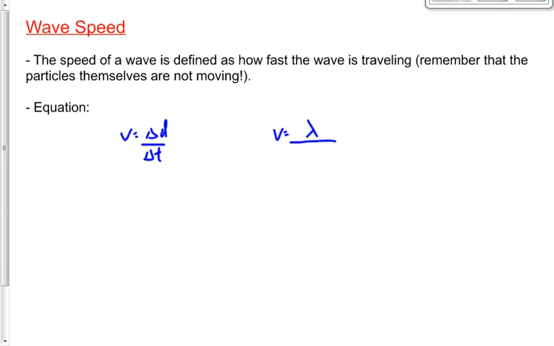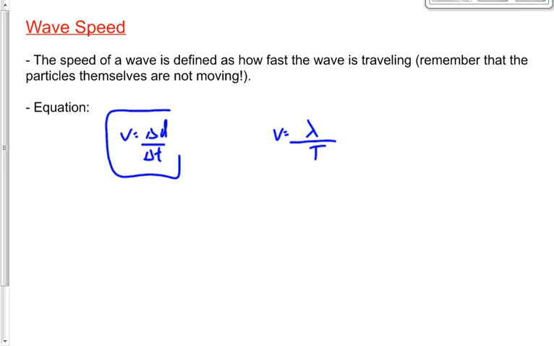The time over which the wave repeats itself would be what? You guys know this. What's the time over which the wave repeats itself? The time for one complete wave. You think you know this, don't you? No, not frequency, but you're real close. The time for one complete wave is the period.